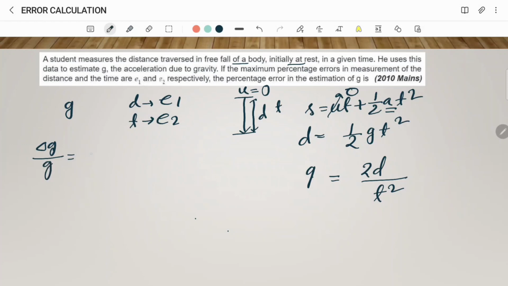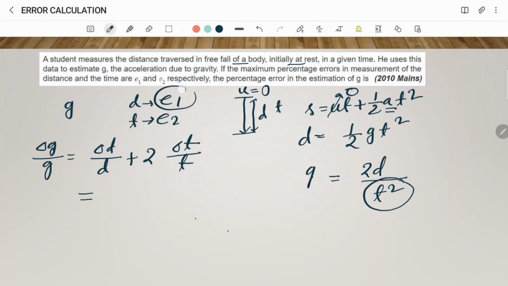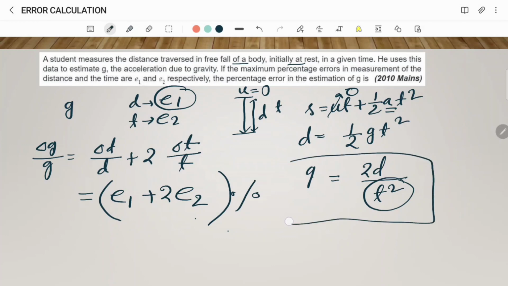So the error in measurement of g becomes the error in d plus, as it has a power of square, 2 multiplied by the error in measurement of time. And our percentage error in measurement of d is given as E1 and that in measurement of t is given as E2. So this is the maximum percentage error that can happen in measuring the value of g if we use this equation.